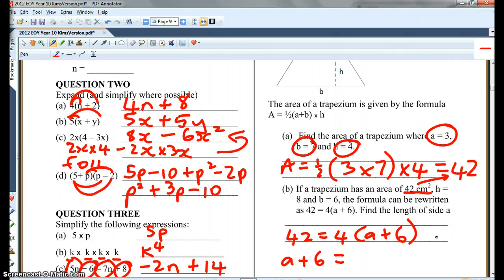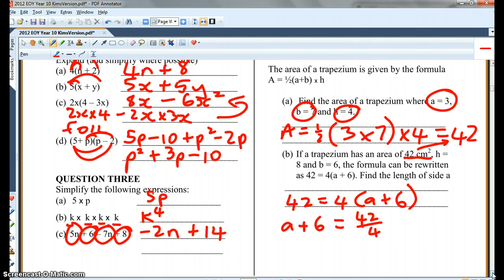Anyone? 4 times what's 42? Oh, wow. So half of 42 is 21, half of 21 is 10.5. So A must equal 10.5 minus 6, which is 4.5.